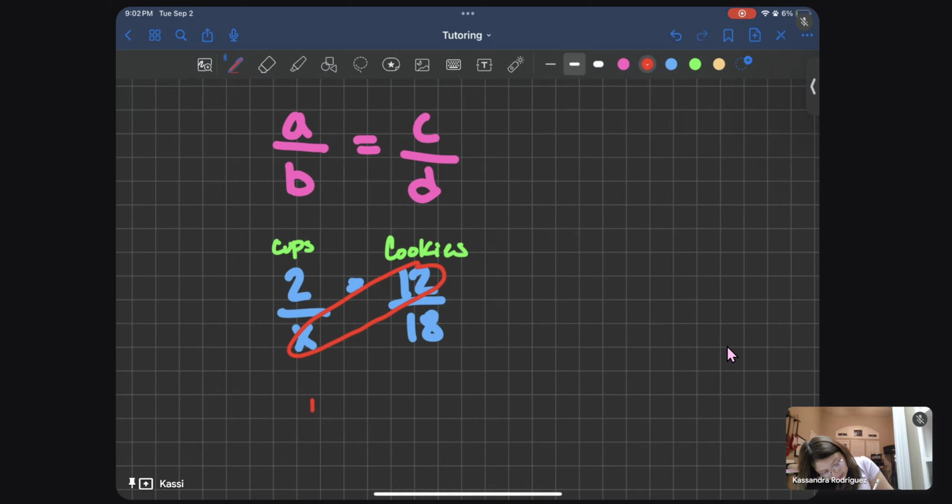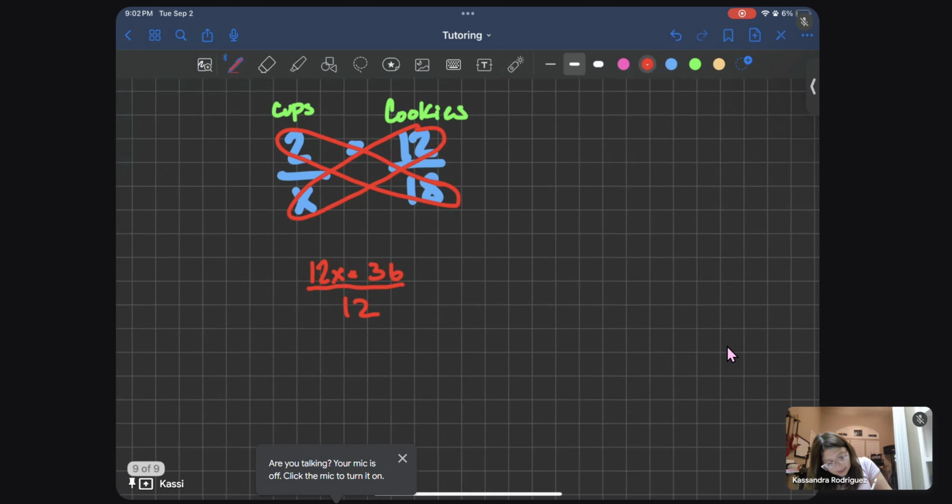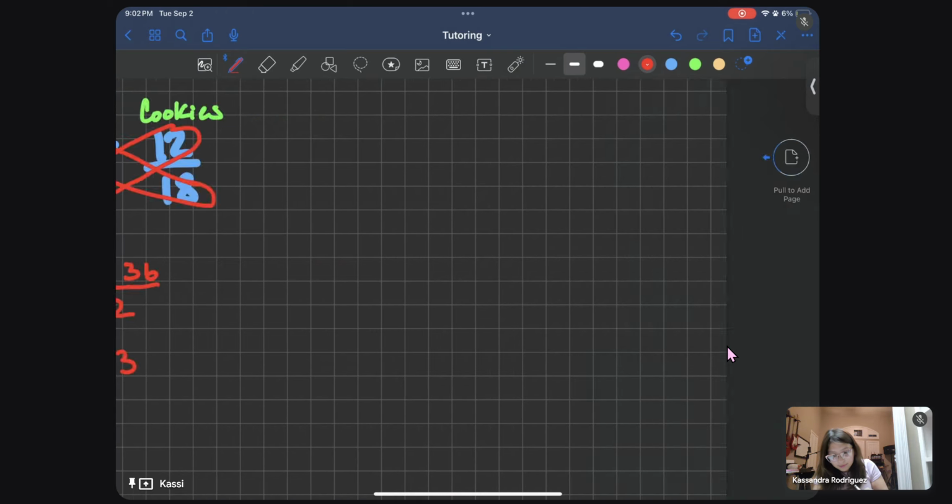So what's 12 times x? 12x. And what's 18 times 2? 36. So when we divide by 12, we find out that 18 cookies takes 3 cups. So that's pretty fun. That's a nice example of what we can do with proportions. So I'm going to move on to another example.